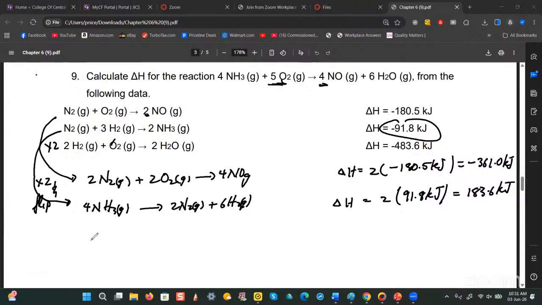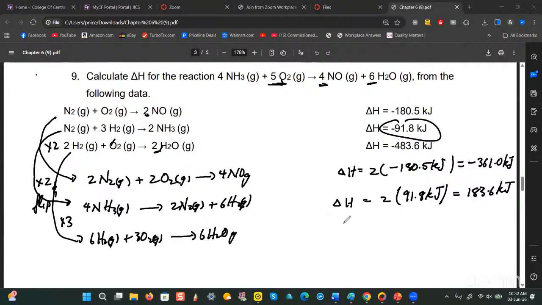Multiply the third equation by 3. Exactly. Why would you do that? Because it's 2 H2O here and 6 H2O there. You have 2 water molecules here, you have 6 water molecules here. So for this equation, I multiply this by 3. That would give you 6 H2 gas plus 3 O2 gas to give 6 H2O gas.